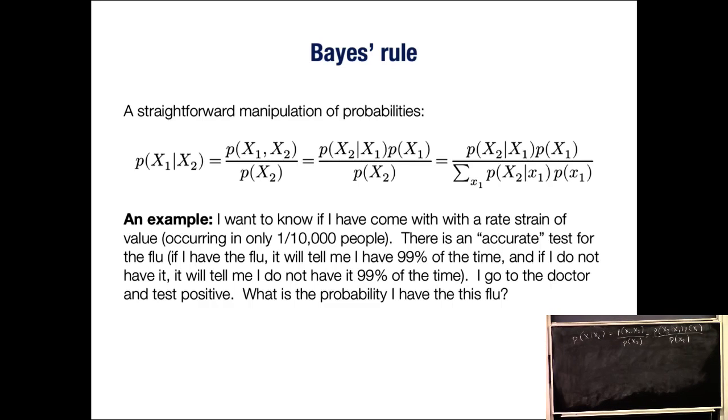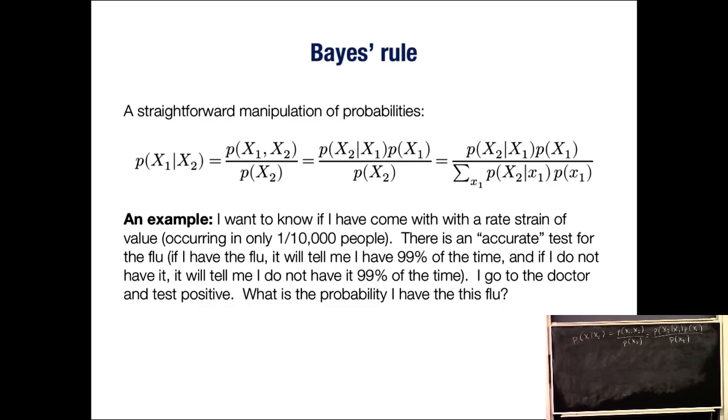So the idea here is, let's say we have a question like this. I want to know if I have some rare strain of the flu. This flu is very rare. It occurs in only 1 out of 10,000 people. And there's an "accurate" test, in quotes for reasons that will be obvious shortly. If I have the flu, it tells me that I have it 99% of the time. And if I don't have the flu, it tells me I don't have it 99% of the time. And so I go to the doctor and I test positive for this flu. Now, what's the probability that I have the flu?